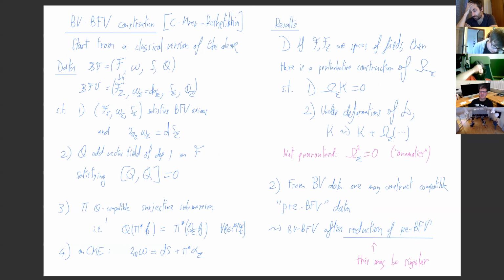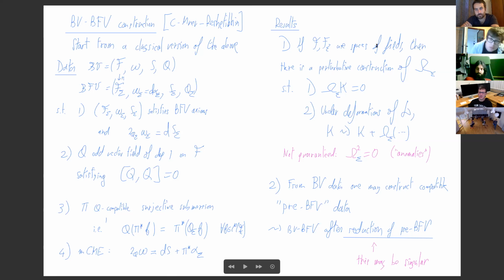Our result is that for several examples of field theories, where now F and F sigma are the spaces of fields, actually F sigma is the BFV space of boundary fields, and F is the BV space of fields for the theory without boundary, which is just blindly extended to the case with boundary. So you just take the same space of fields and the same action functional, right? But now, because of the boundary term, the equation i_Q omega equal to dS will no longer be satisfied, and this term here precisely keeps track of the boundary term.